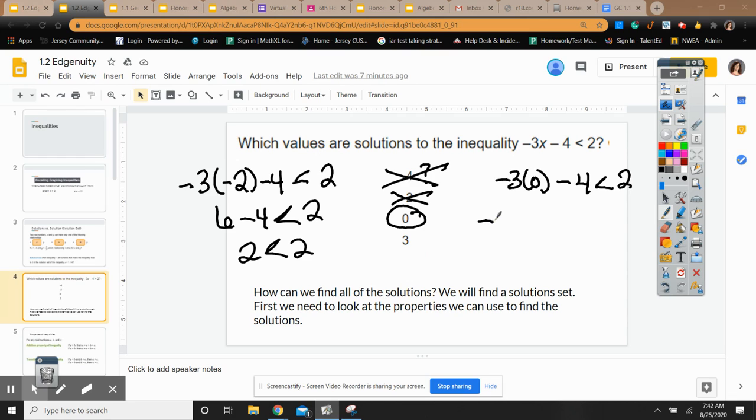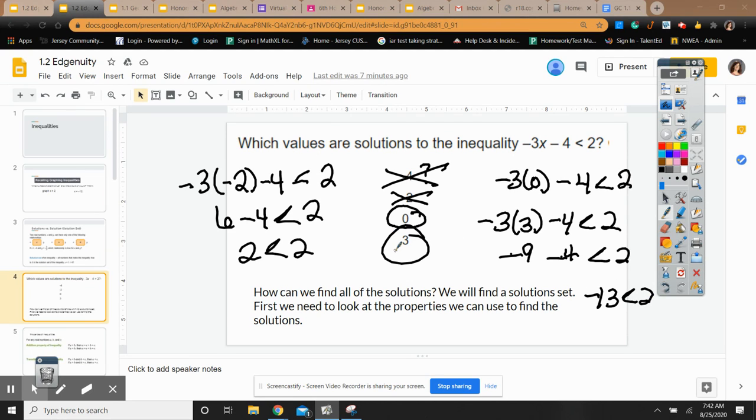Is 3 part of the solution set? Negative 3 times 3 minus 4, is that less than 2? Negative 9 minus 4, that would give me negative 13. Negative 13 is indeed less than 2. So 0 and 3 would be in the solution set.